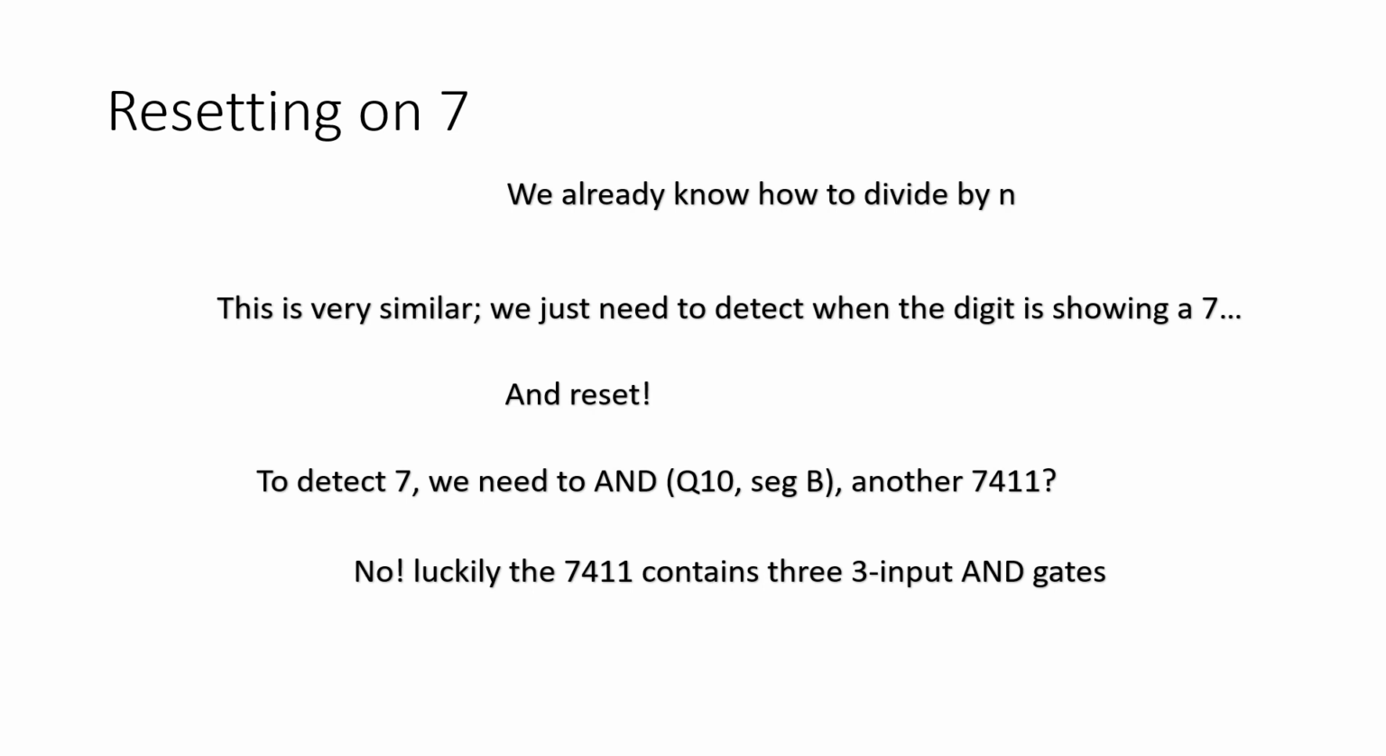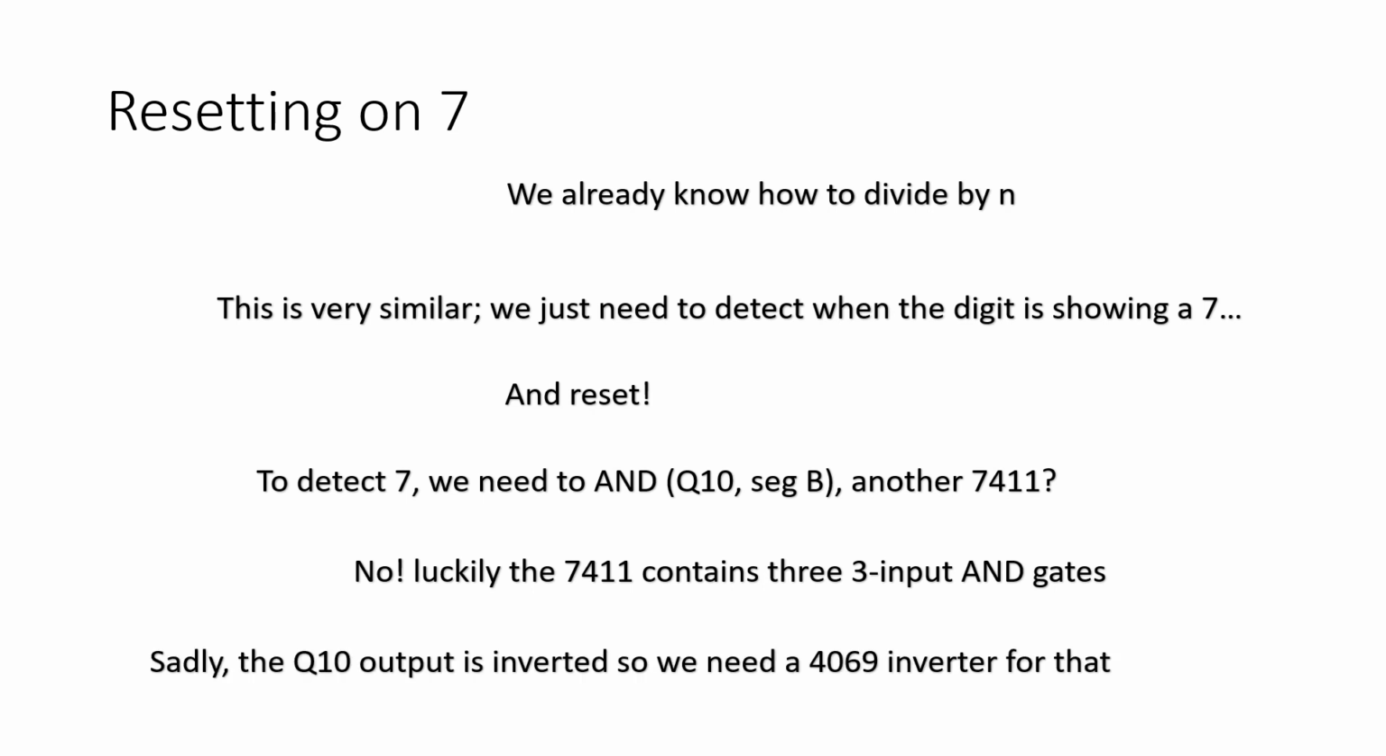Unfortunately, because Q10 goes low for 6 and 7 instead of going high, we have to invert it, which means we're going to need another chip just to invert that signal, which is a bit annoying. But of course, the 4000 series has got our back. The 4069 is exactly what we need. And in case you're wondering, the 7411 I'm mentioning is a triple 3 input AND gate, which unfortunately is not 4000 series, it's 74 series, which is the successor of the 4000 series and is inferior.